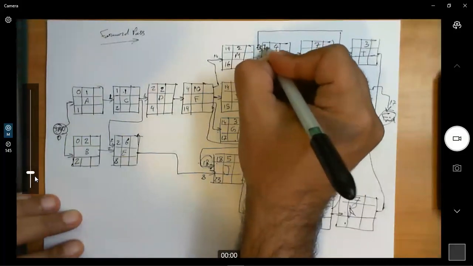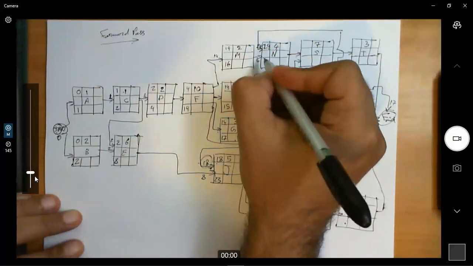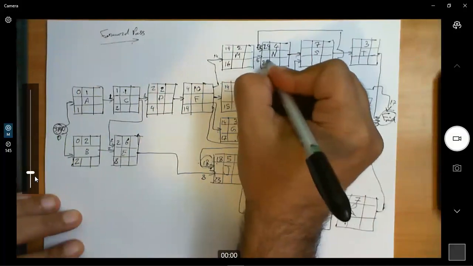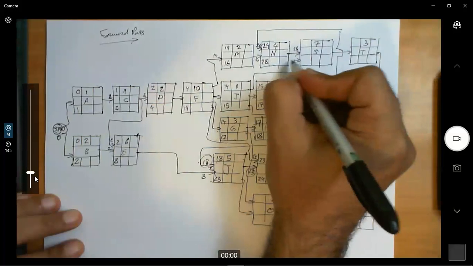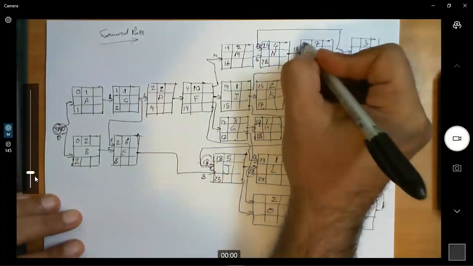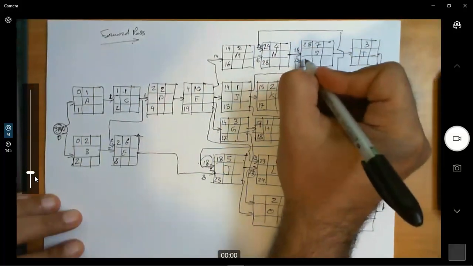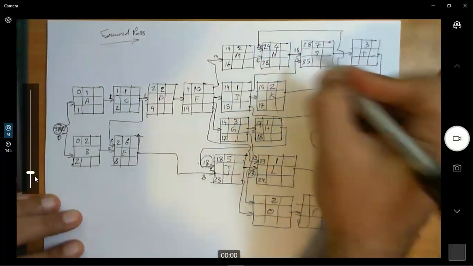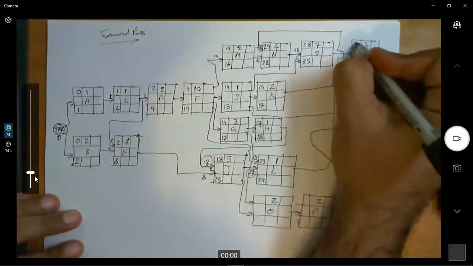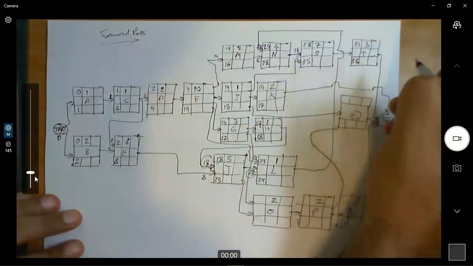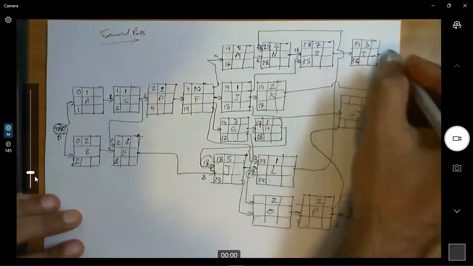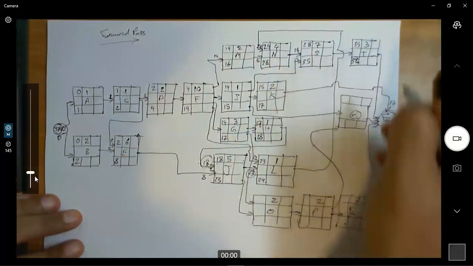So here we put 24. 24 plus 4 is 28. So here we have 28, and this one brings 15. So we have 28 plus 7, that's 35. 35 here. 35 plus 3, that's 38. Okay, so from this arrow, we finish on 38 days.